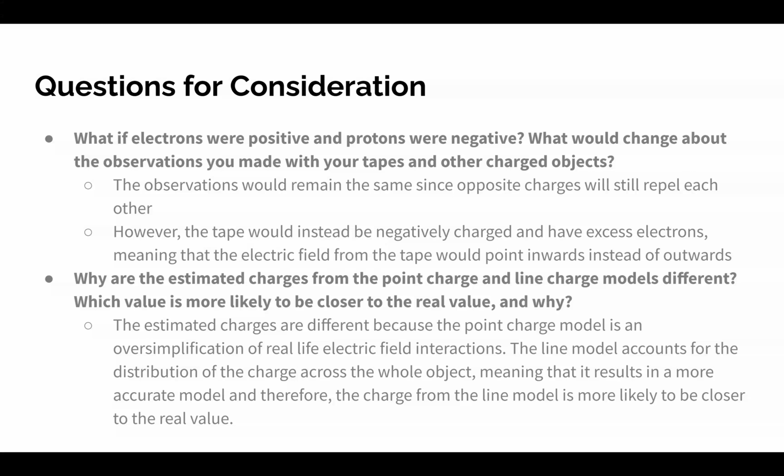charge model is an oversimplification of real life electric field interactions, and the line model accounts for a more even distribution of charge across the whole object, meaning that it results in a more accurate model, and therefore the charge from the line model is likely to be closer in value to the real value.